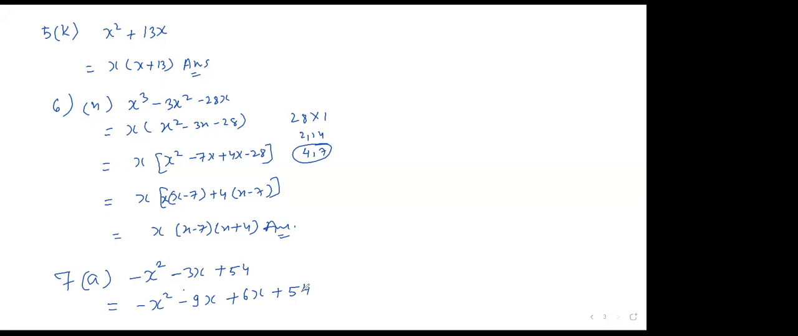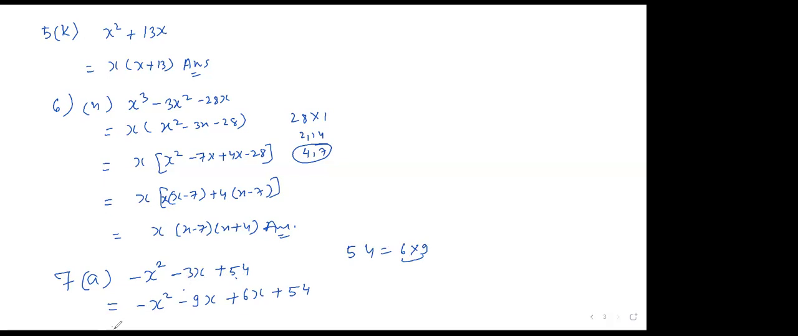Have you understood the last step? Yes, Rajvi. Did you understand? Could you say it again, please? See, 54 has two factors, 6 and 9. Okay. And if we take negative 9x and positive 6x, they make negative 3x, isn't it? Yeah.